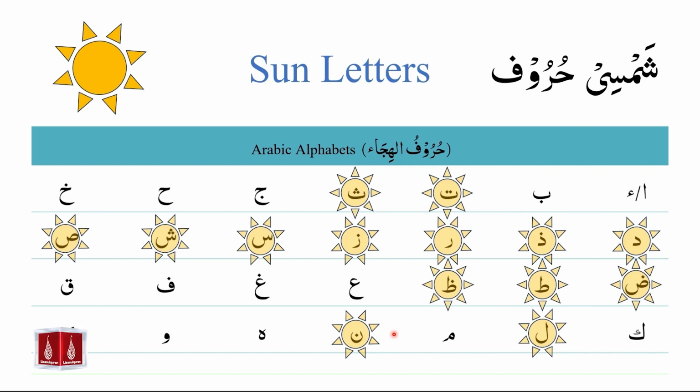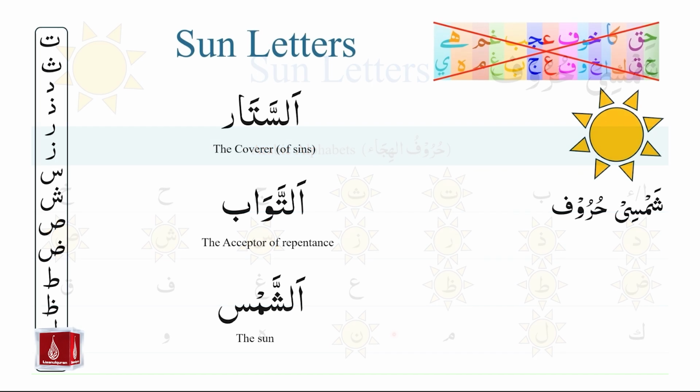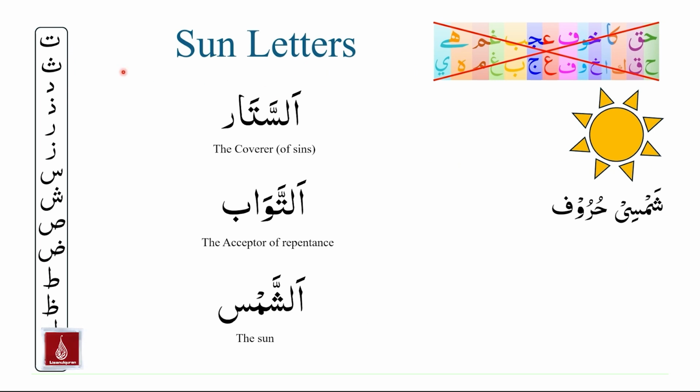The practical application of the sun letters or Shamsi huruf will be that if we see one of these alphabets after the lam in Al, we will not be pronouncing the lam. Let us look at some examples. Here we have a list of the sun letters or Shamsi huruf. These are alphabets or huruf that are not a part of haq ka khauf ajab gham hai.